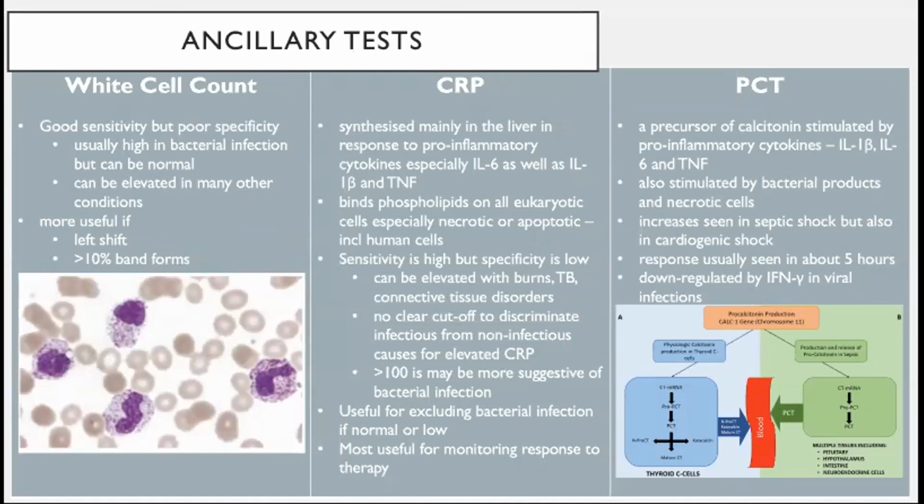There's no clear cutoff to discriminate infectious from non-infectious causes of an elevated CRP. There's a general feeling that a CRP of more than 100 may be suggestive of a bacterial infection, but certainly for all of us who have treated COVID recently, very high CRPs are associated with primary viral infection. So there really isn't a clear cutoff to say that one CRP means a bacterial infection and another does not. It is quite useful, however, for excluding a bacterial infection if it's normal or low.